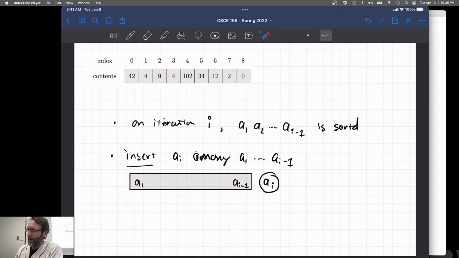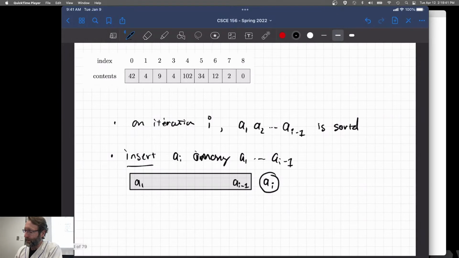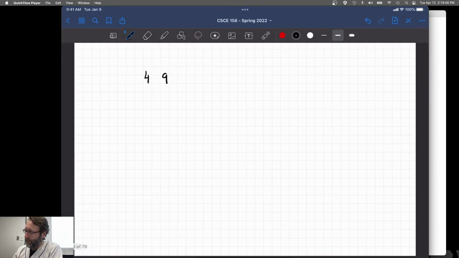And that's where I'll start simulating this algorithm. 4, 42, 9. Again, this is the sorted area. And we're considering this element here, and we need to insert it where it needs to be.